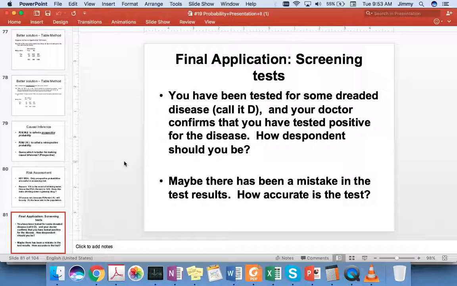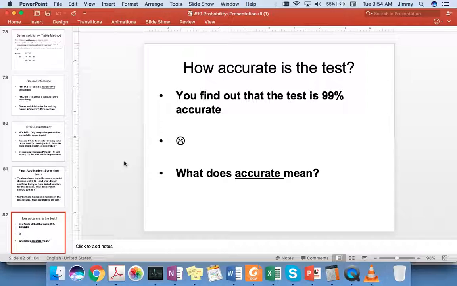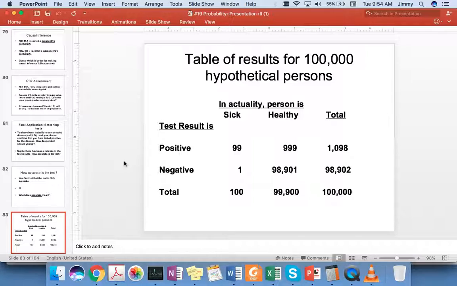So, this is our lycanthropy example. You find out that the test is 99% accurate. So, you probably are sick. So what does accurate mean, though, in a statistical sense? So here's a table of results for 100,000 hypothetical persons.